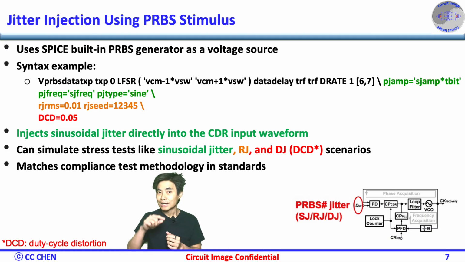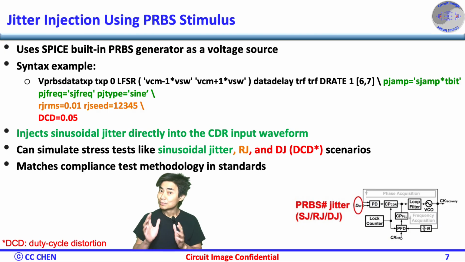You can inject sinusoidal jitter using the PJ type sine. Random jitter is handled with RJRMS and RJSeed. Duty cycle distortion is added with DCD. These effects all get added directly into the input waveform, where the CDR samples data. This makes the test realistic and comprehensive. The method mirrors what compliance standards use for jitter testing. No waveform files needed. Everything is built-in SPICE.